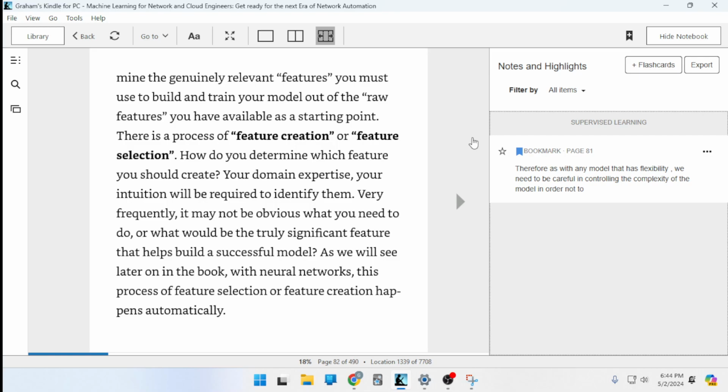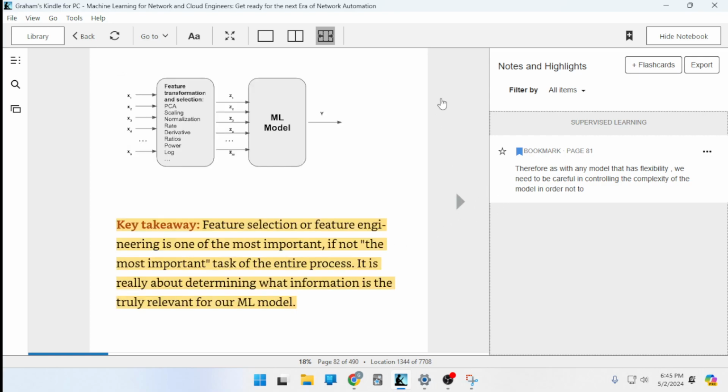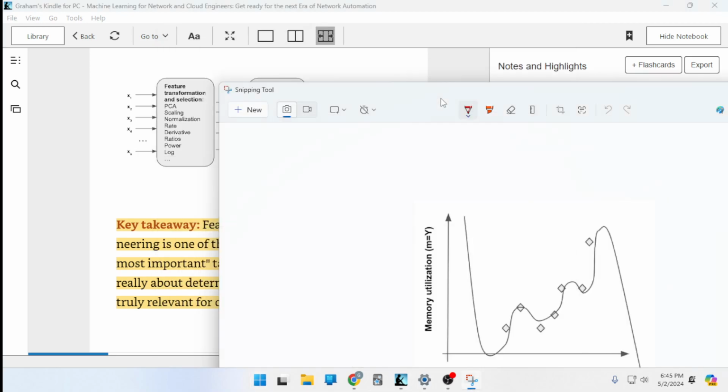There is a process of feature creation or feature selection. How do you determine which feature you should create? Your domain expertise, your intuition will be required to identify them. Very frequently, it may not be obvious what you need to do or what would be the truly significant feature that helps build a successful model. As we will see later on in the book with neural networks, this process of feature selection or feature creation happens automatically. All right, so we've got a graphic here.